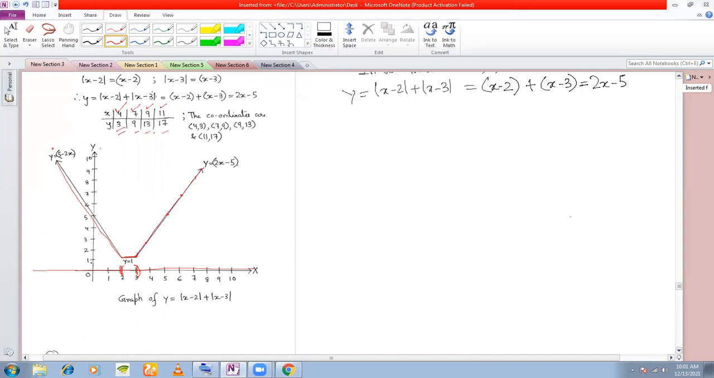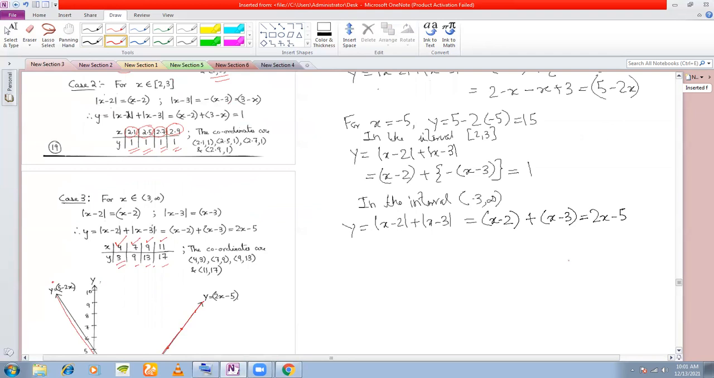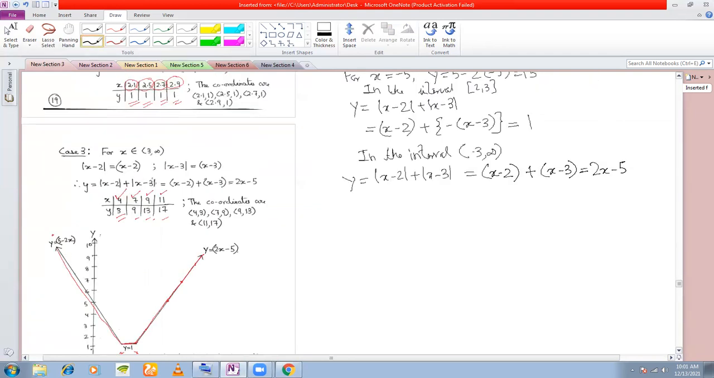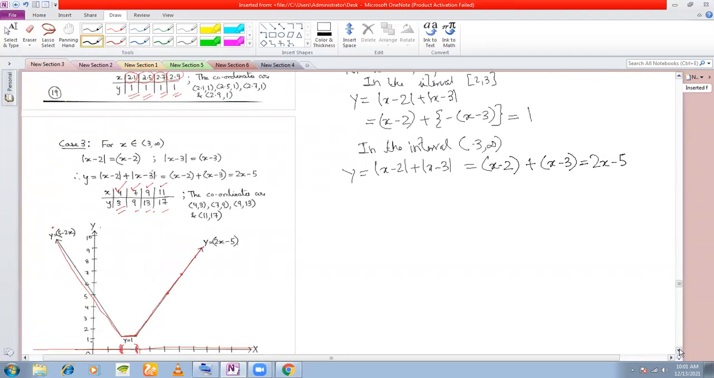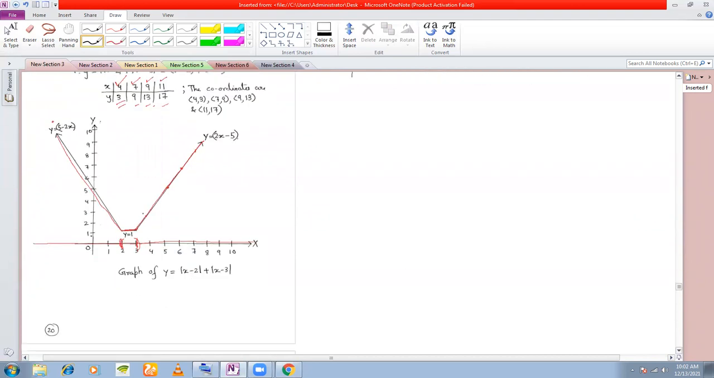So what you see is that the graph of y is equal to mod x minus 2 plus mod x minus 3 is in the shape of a U. So this is the way.